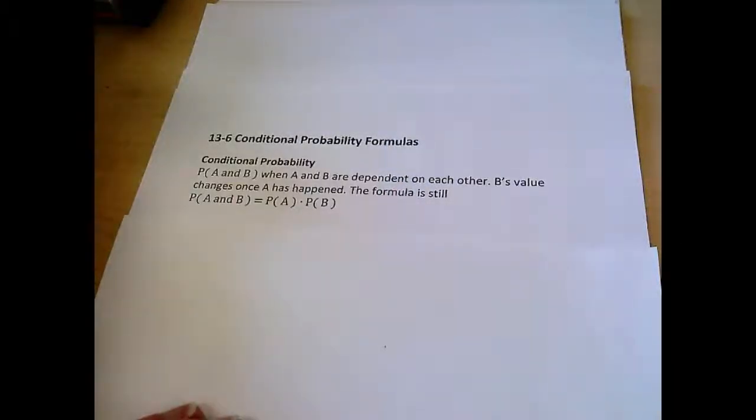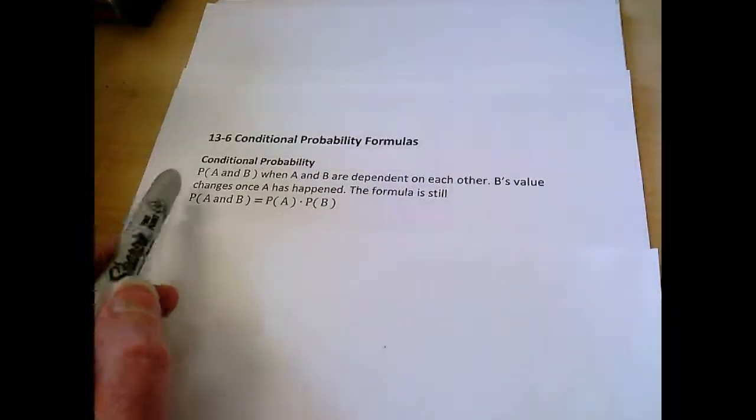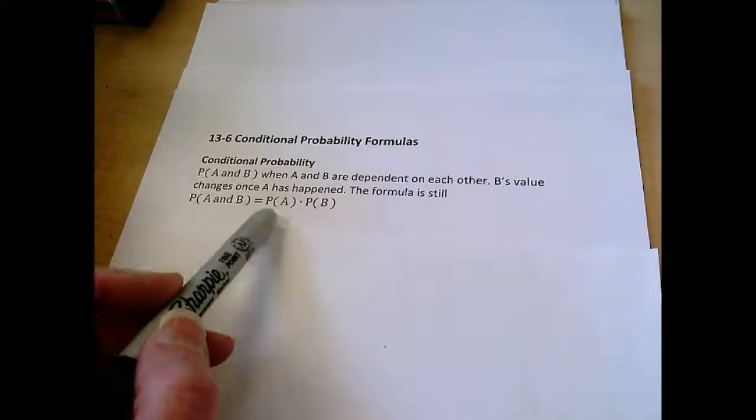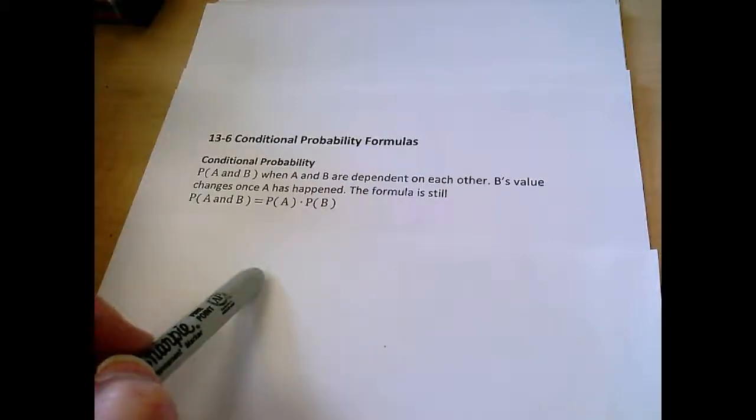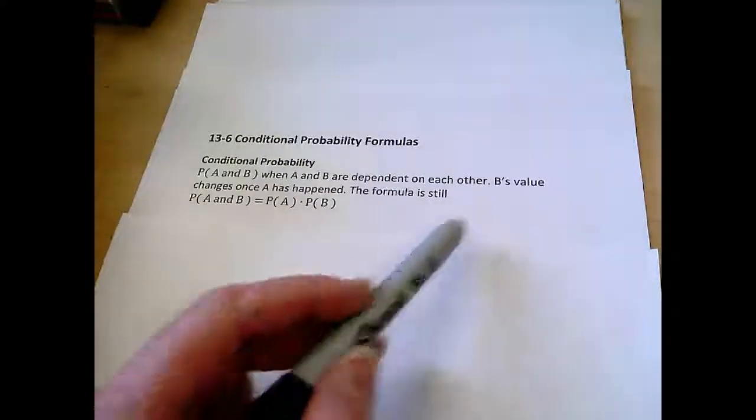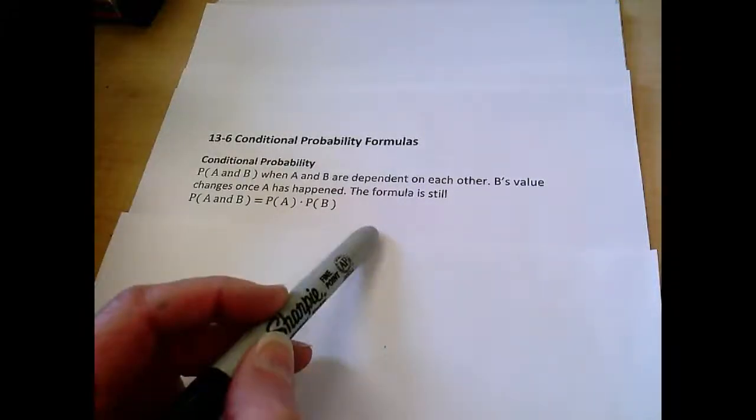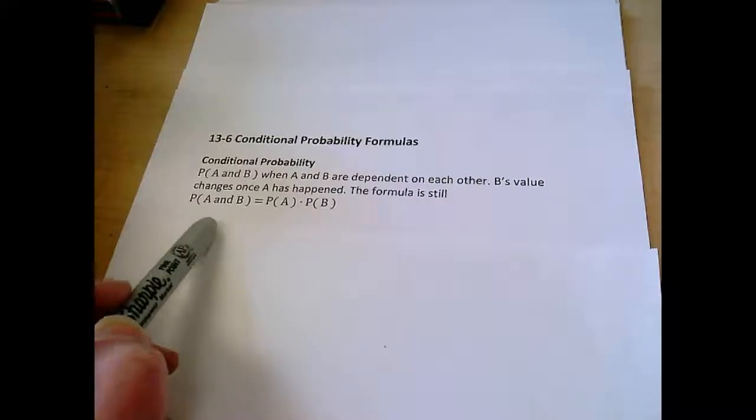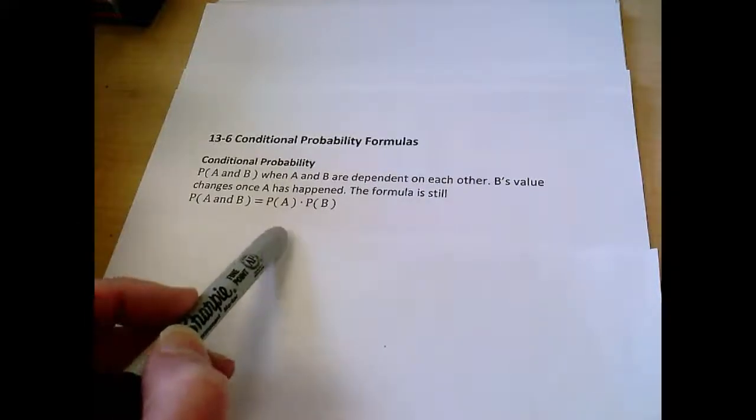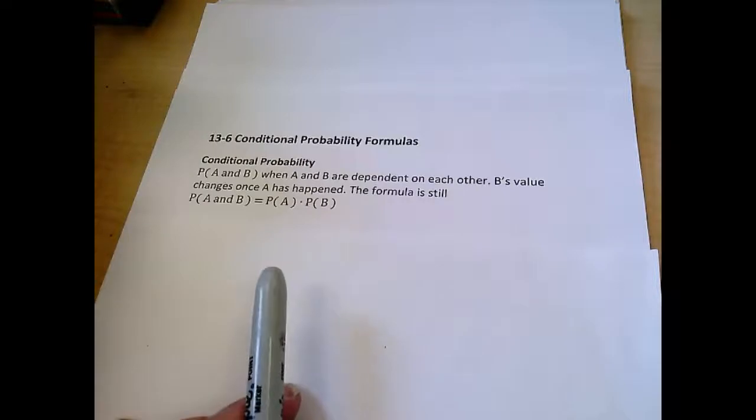13-6 Conditional Probabilities and Formulas. With conditional probabilities, you can have probability of A and B when A and B are dependent on each other. We did independent probabilities earlier. This time B's value changes when A has happened. The formula, though, is still probability of A and B equals the probability of A times the probability of B.